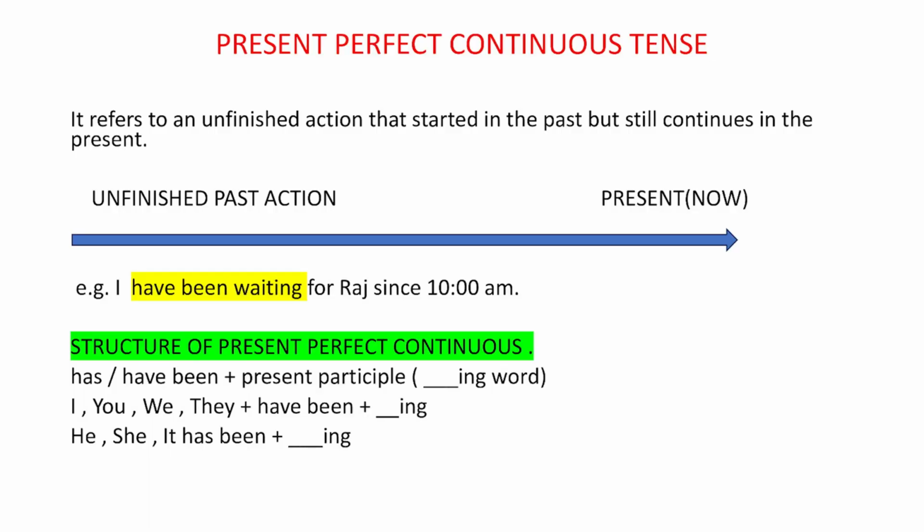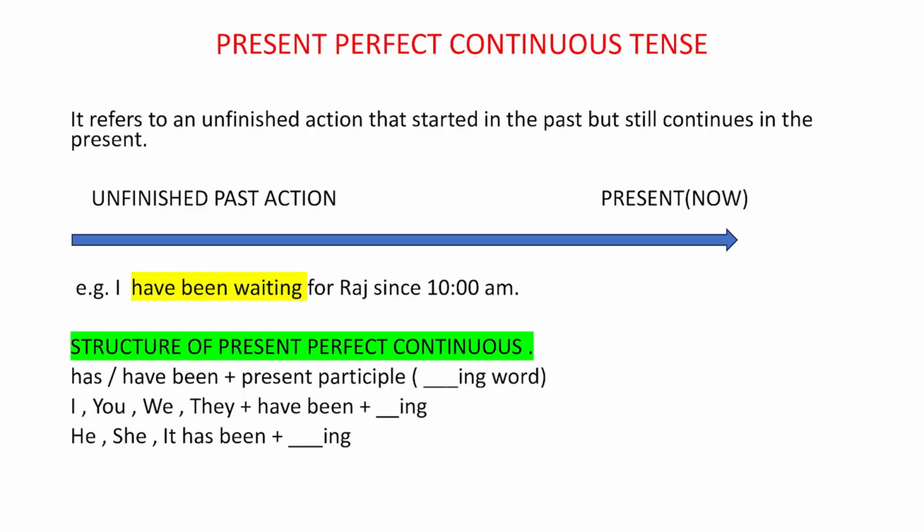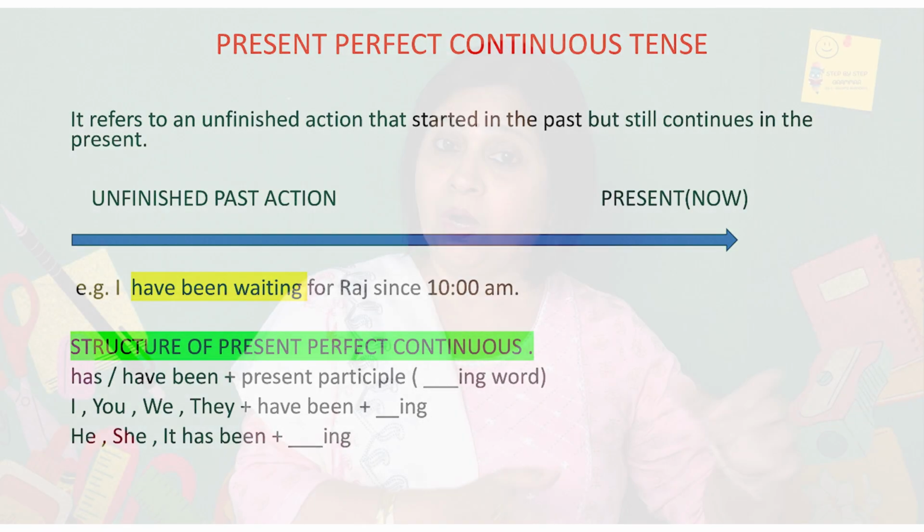Now, the present perfect continuous tense refers to an action that started in the past, was not over at that time, and now in the present also that unfinished action is still going on. For example, I have been waiting for Raj since 10 a.m. Let's assume it's 11 o'clock now, and 1 hour before I started waiting for him, and I'm still waiting for him. He still hasn't turned up. So I say, I have been waiting for Raj since 10 a.m.